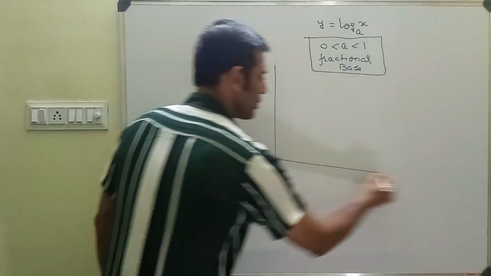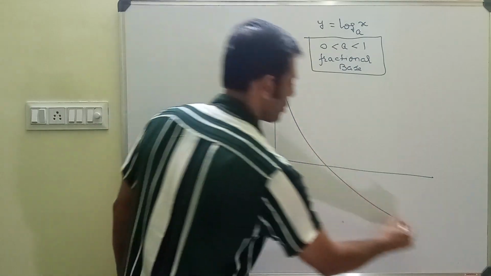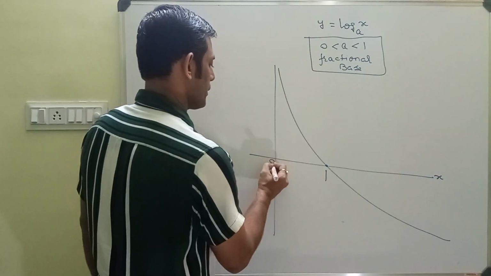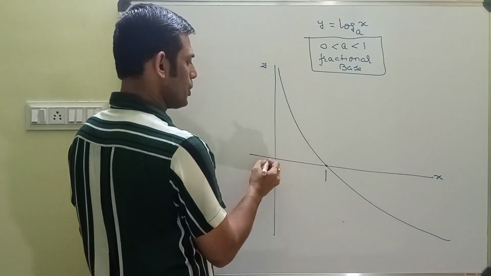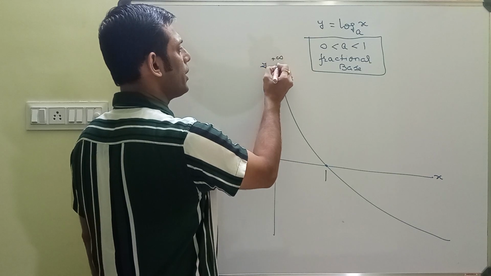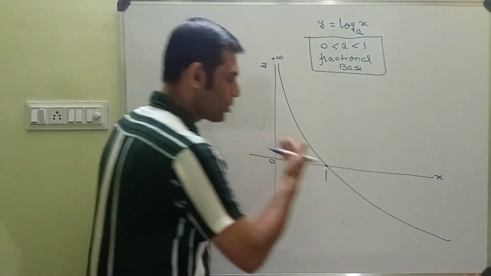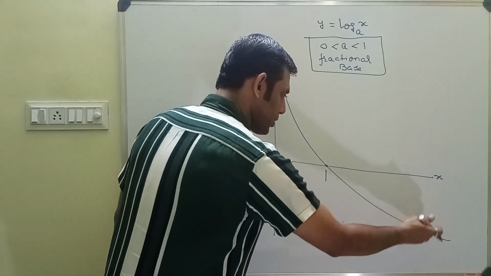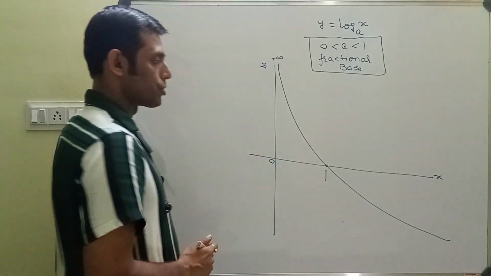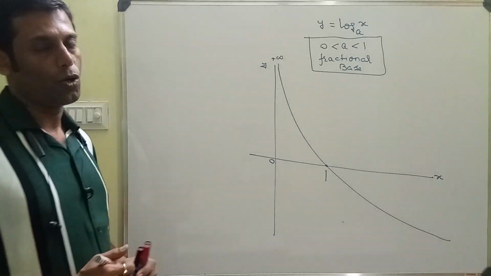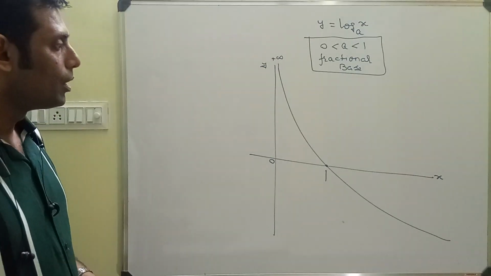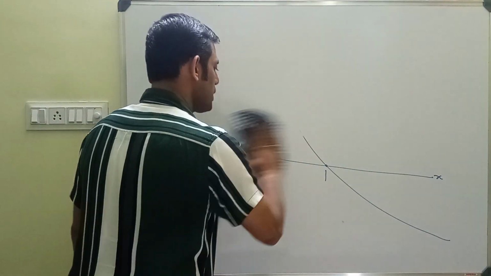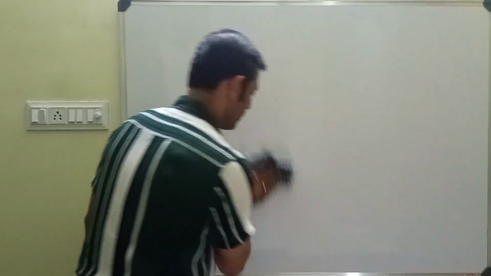The graph simply looks like this. It cuts the x-axis at 1. At 0 plus, I am at plus infinity and it gradually declines. Ahead of 1 on the x-axis, it declines to negative values, and this is how it goes. This is a fractional base log graph. Now, let's try the same experiment with the base value greater than 1.